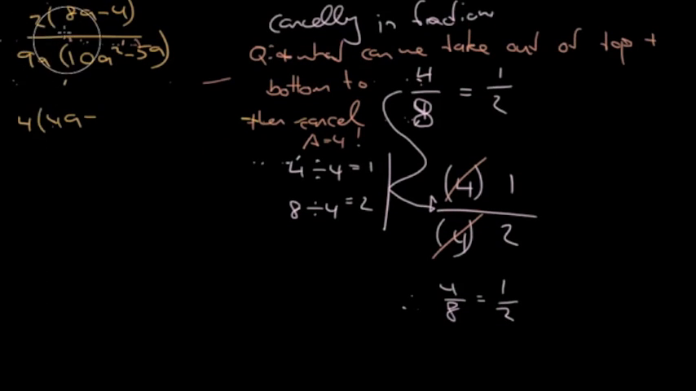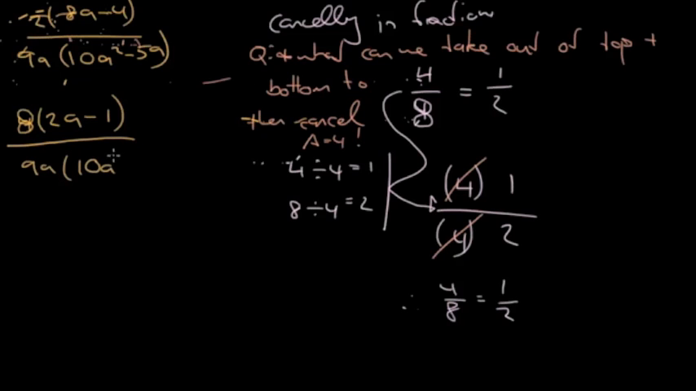So this becomes 8 outside of 2a minus 1, because 8a divided by 4 is 2a, and negative 4 divided by 4 is negative 1. And so we've moved that 4 out the front. And now we're left with this 9a, 10a squared minus 5a on the bottom.